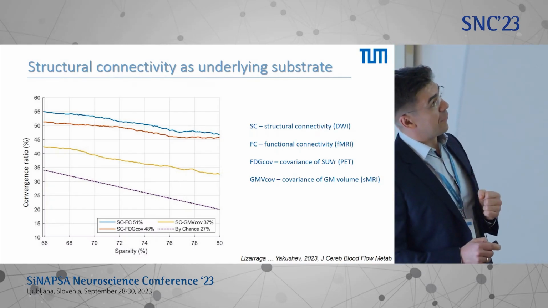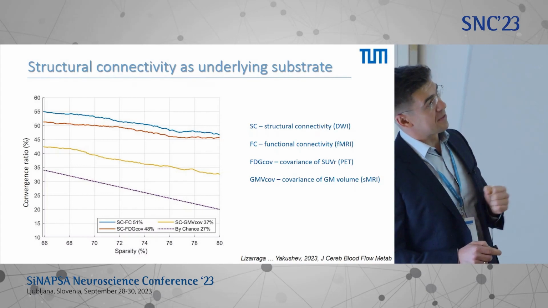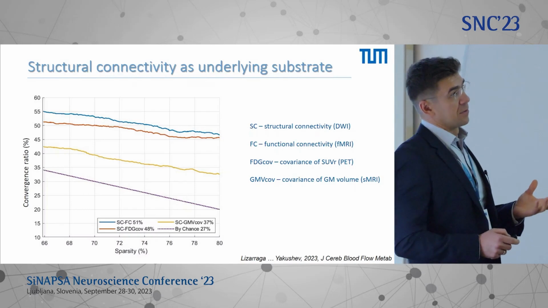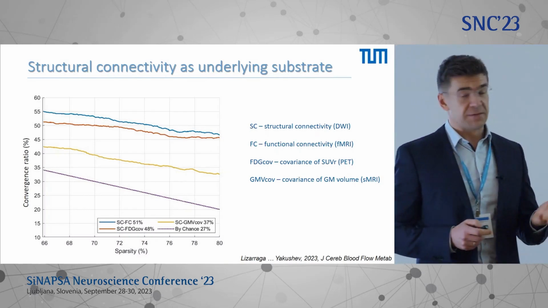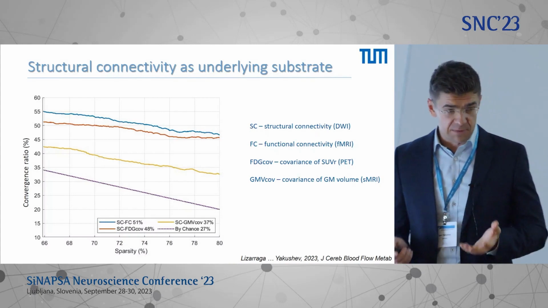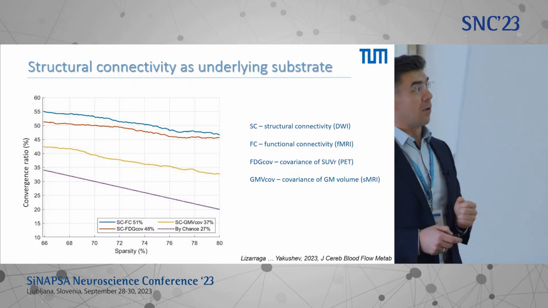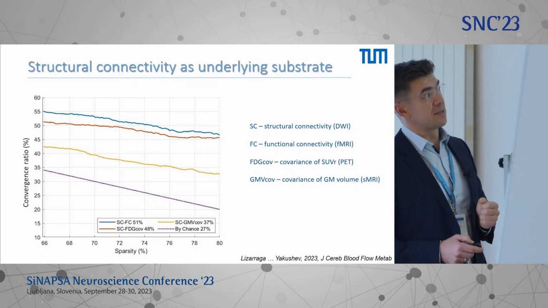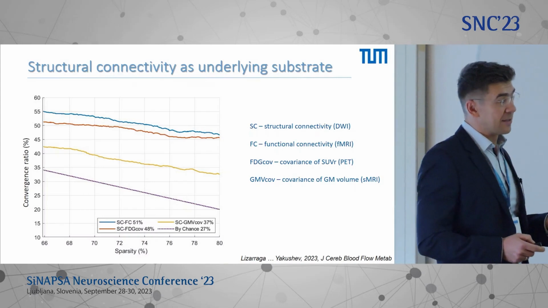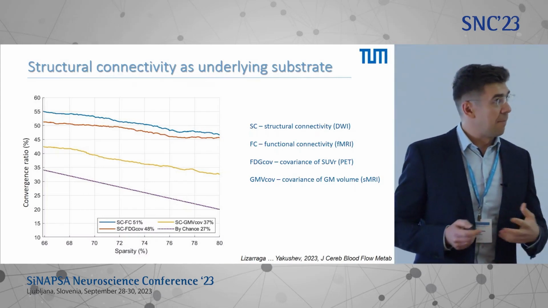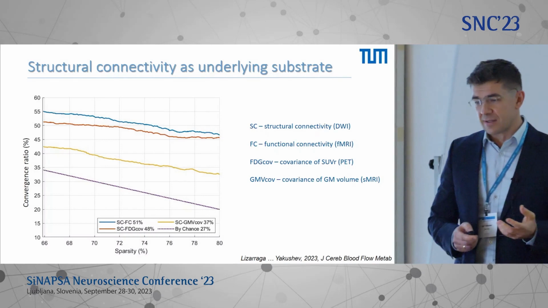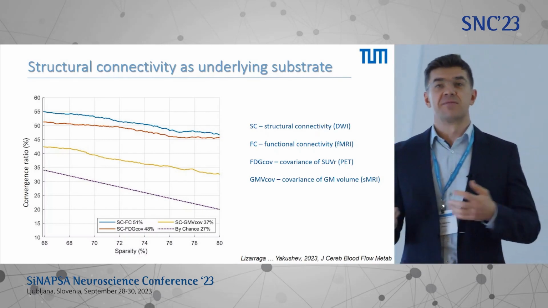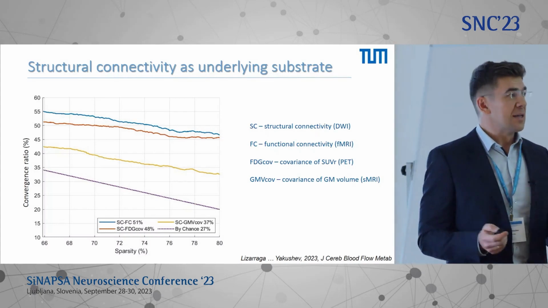And this is followed by FDG covariance, so very close to each other. So we conclude that structural connectivity also underlies at least around half of FDG covariance connections, similar to functional connectivity studies. And this is not self-evident, because some people argue, well, you calculate covariance across subjects. This is an artifact. This is not a real biological signal.